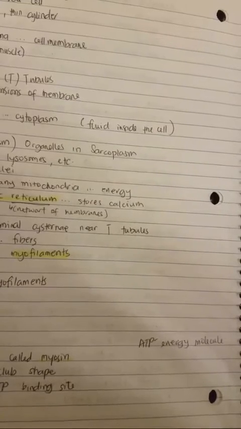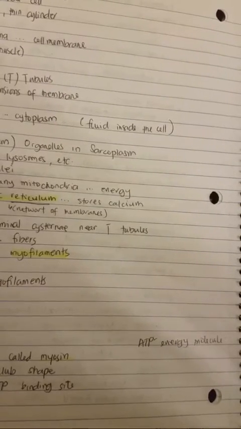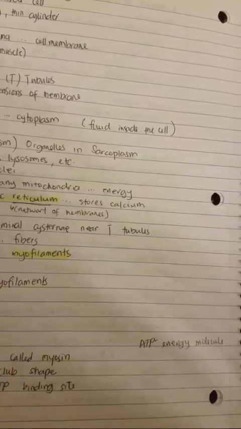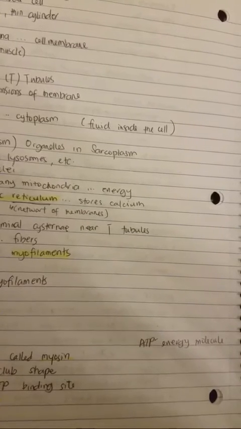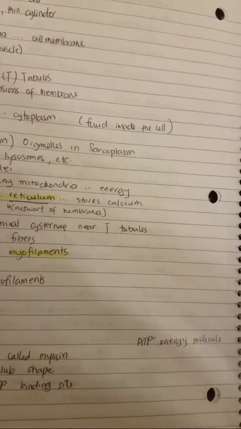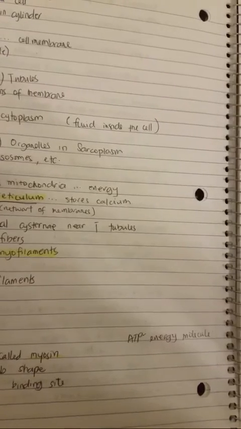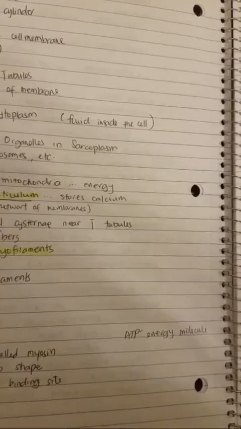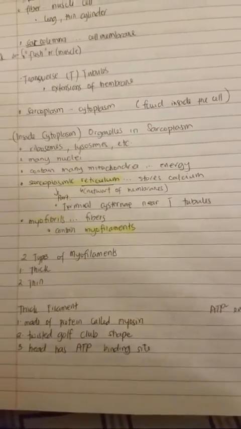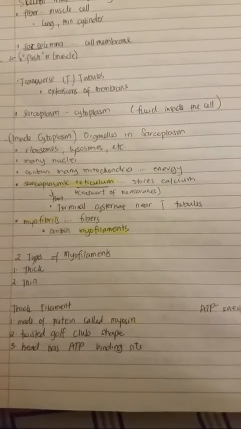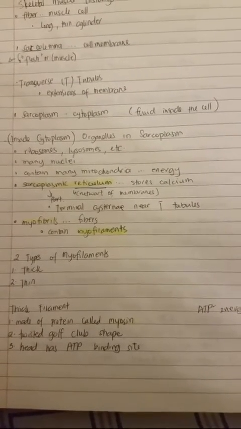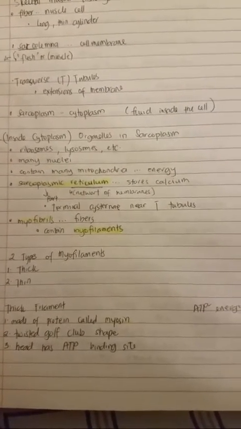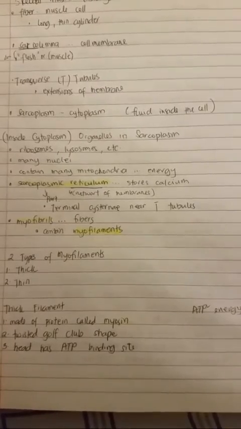Sarcoplasmic reticulum, this stores calcium. Terminal cisternae near T tubules. Myofibrils or fibers contain myofilaments. There are two types of myofilaments. We have thick and thin. Thick filament made of protein called myosin. It's a twisted golf club shape. Head has ATP binding site.